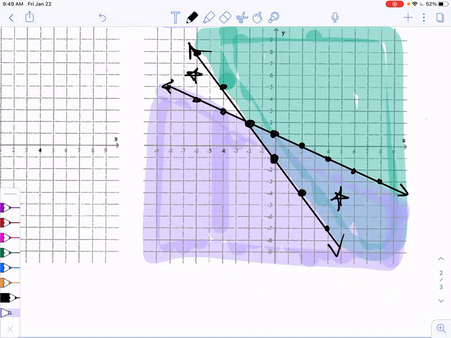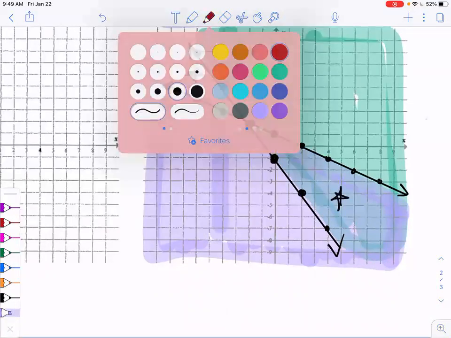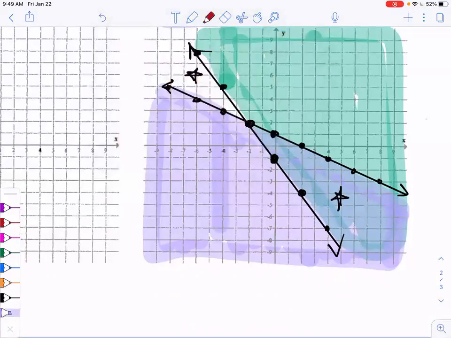So the solution is where both colors overlap. Please make sure that you darken that solution. So our solution isn't the white area, because that isn't where anything is shaded, but instead it's the overlapping where both of them are shaded. And that's in between these 2 lines.